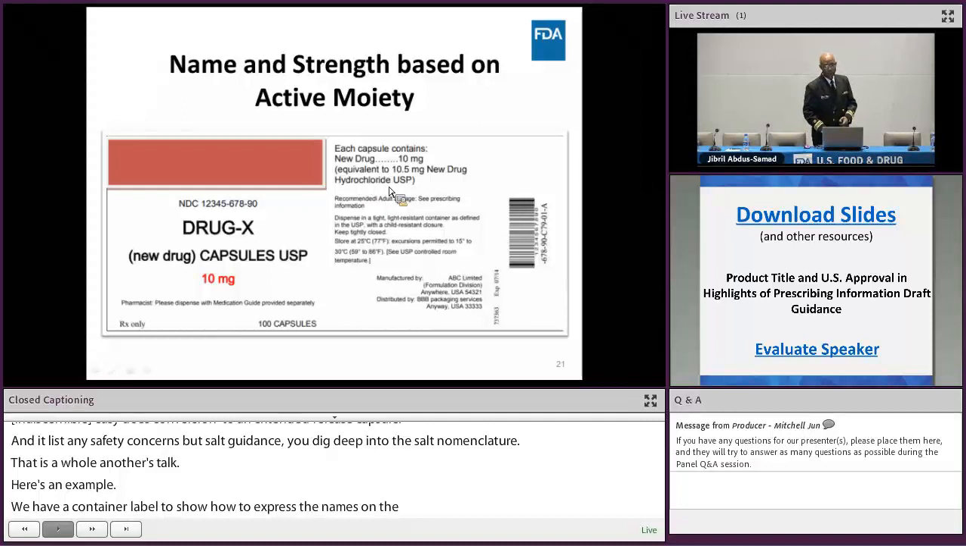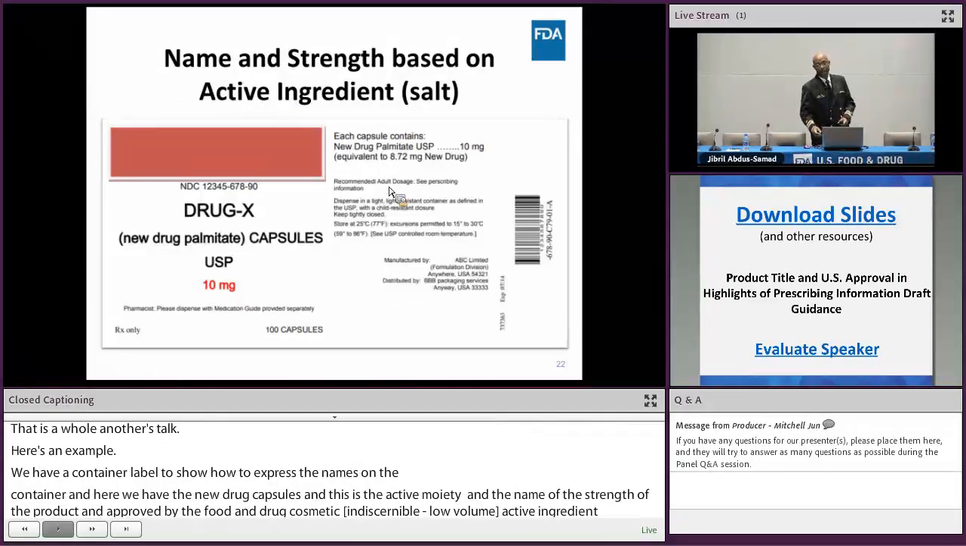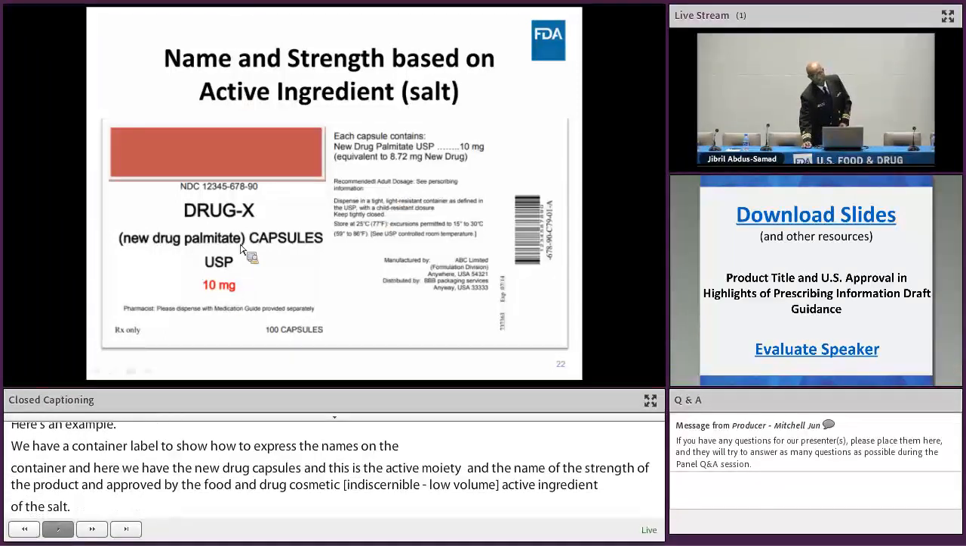And then we have the reverse. If for some reason the salt needs to be in the name, and the name and the amount of the active ingredient are on the label here, we want to include what is the equivalent amount of the active moiety as well.